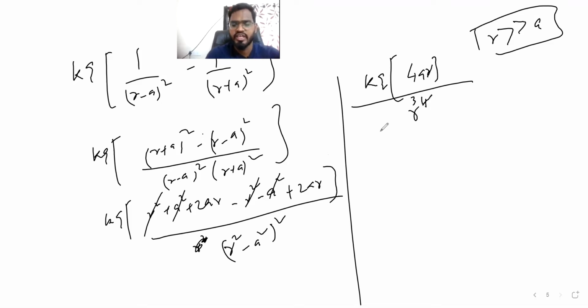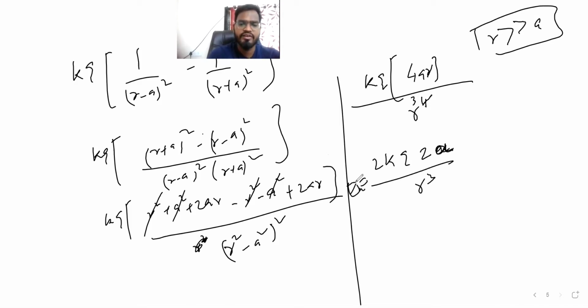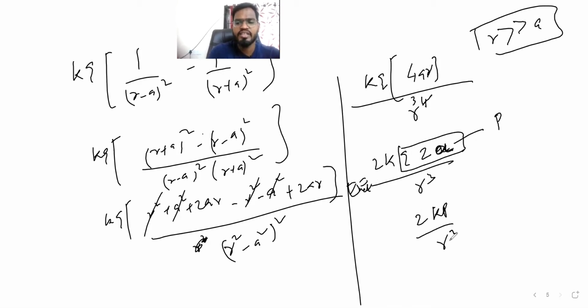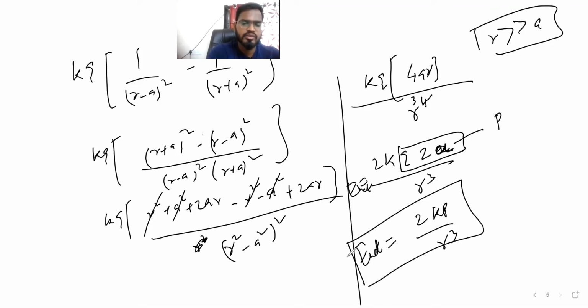So here it is 3. Now KQ into 2 into 2A, that is going to be 4, and then R cube, that is E net. So guys, Q into 2A is what we learned as P, the dipole moment. So 2kP by R cube is E net. That's it. 2kP by R cube is E net.